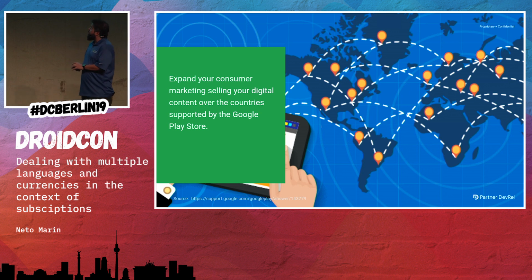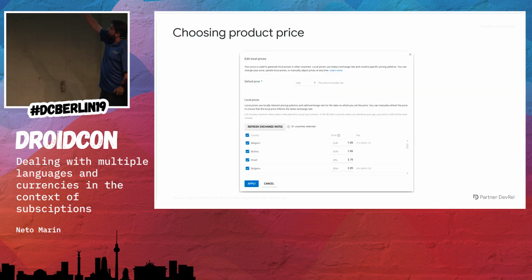So first thing, you can choose your product price. This is the screenshot from when you are creating a subscription. The default price is always in US dollars. And here are the countries that I'm supporting in this case, and I put $1, then I did refresh exchange rates. And it calculates automatically for me, so I know what price the user is going to see. If they are in Bulgaria or Belgium, they will see a different price.